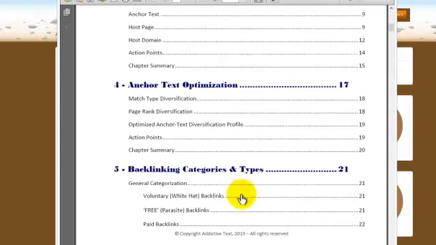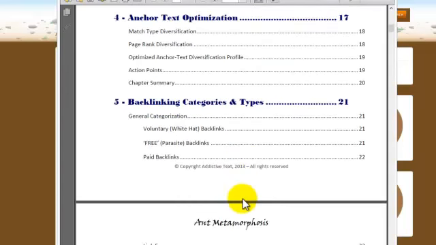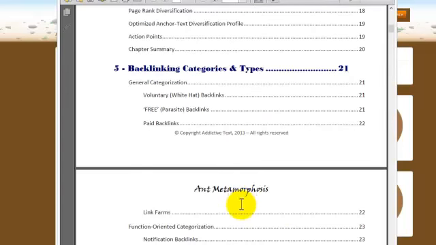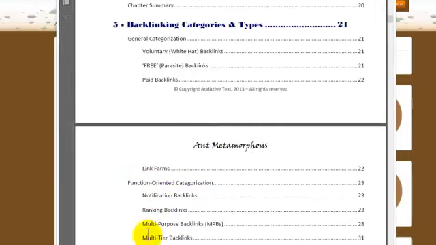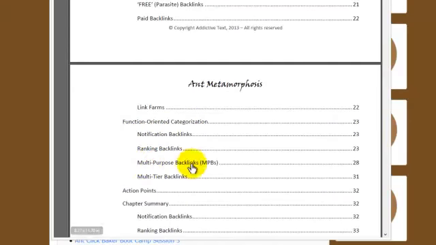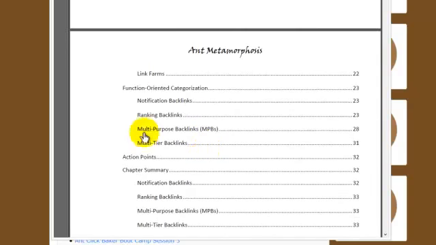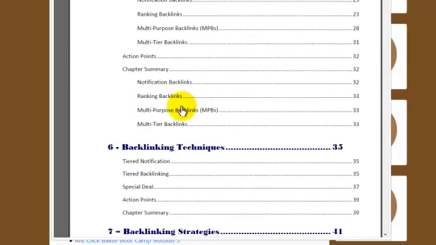Then this is where we begin to look at backlinking in a bit more detail. We have 2 types of categorization: the general categorization, that is more like the old way of categorizing backlinks, and then the new order of backlinking really works on function-oriented categorization. And we've got 4 categories here. The multi-purpose backlinks is actually broken down into smaller subcategories. Then we've got the action points and the chapter summary.